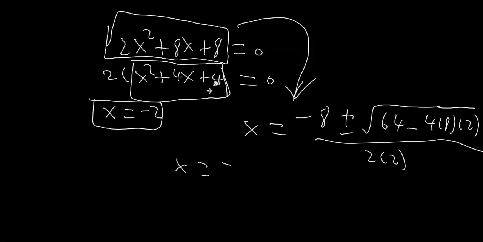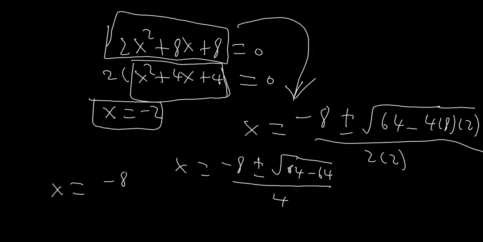And this becomes -8 plus or minus the square root of 64 minus 64, which is 0, and then over 4. So then we get x is equal to -8 over 4, since plus or minus 0 is just 0. So then we get -8 over 4, which is then equal to -2, and that's our answer.